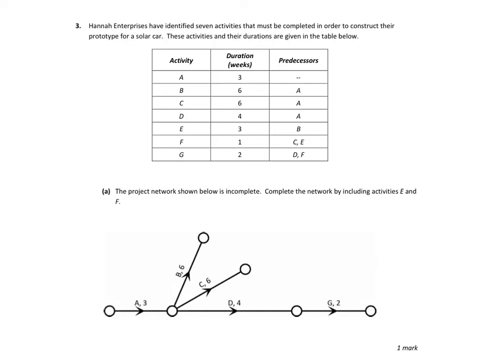Okay, so question 3. Hannah Enterprises has identified 7 activities that must be completed in order to construct their prototype for a solar car. These activities and the durations are in the table below. So the project network has been left incomplete. Complete the network by adding the activities E and F to the diagram.